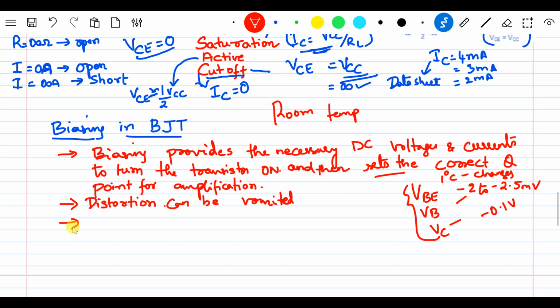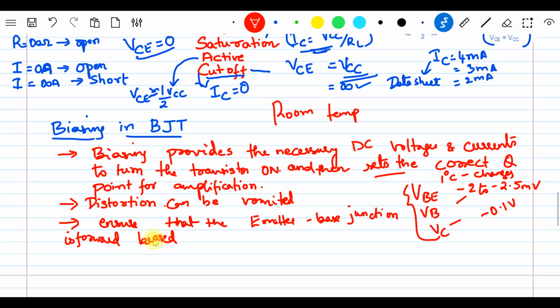Another case: the biasing will ensure that the emitter base junction is forward biased, and the collector base junction is reverse biased.